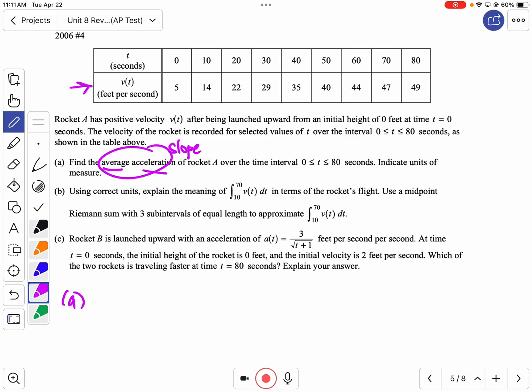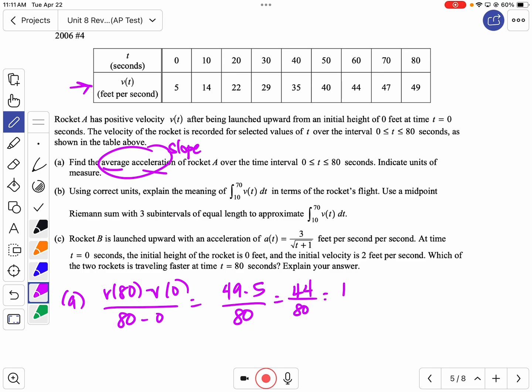So our average acceleration, all right, our average acceleration, v at 80, this is number 4, so it's non-calculator, over v at 0, over 80 minus 0. Right, so 49 minus 5 over 80, 44 over 80. You could reduce if you wanted to. Okay, if velocity is measured in feet per second, what's acceleration going to be measured in? There you go, feet per second squared.